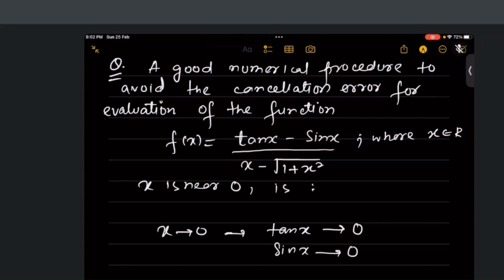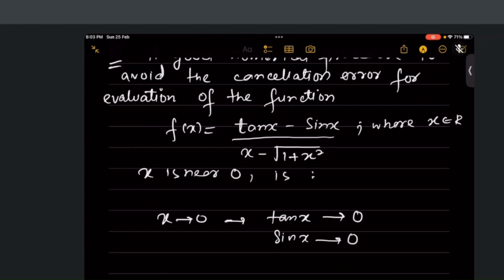Similarly, leave the denominator part; first we can focus on the numerator only. Tan x tends to 0, sin x also tends to 0. So both the values are close and they are of opposite sign, so the error will propagate. That is the question. You have to change this function in such a way that these minus signs are eliminated. Somehow you convert it to a function where the functions are not of opposite sign but of the same sign. So give it a try before we discuss it.